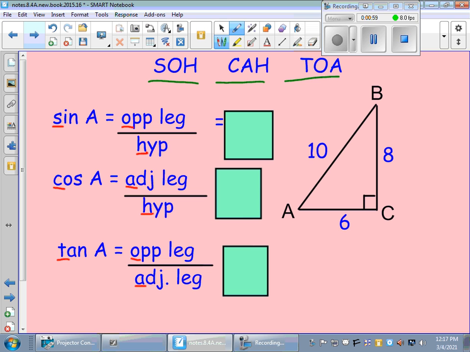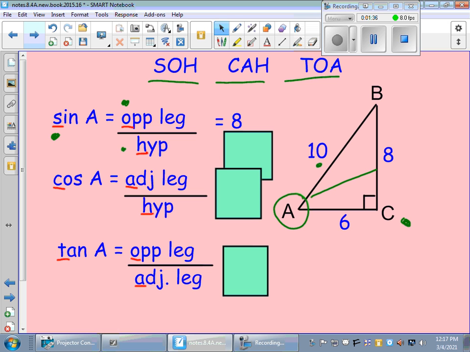So SOH represents sine, opposite, and hypotenuse. Taking a look at what we're doing there, let's say we wanted to find the sine of angle A. So I'm going to circle angle A. We want to put in a ratio of sides, starting with the opposite leg. The leg that is neither the one that is touching is the opposite. So the opposite of angle A is going to be 8. When we say the opposite leg, we're saying 8. The hypotenuse is always the side opposite your 90 degree angle. So here's your 90 degree, and the side opposite of that is 10.